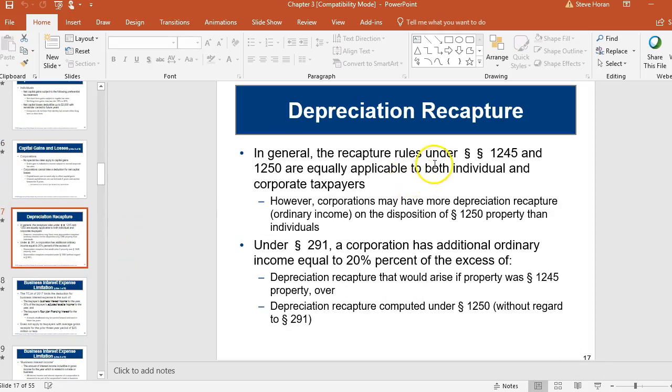So the next topic is depreciation recapture, and they mention that on pages 6 and 7. In general, the rules under sections 1245 and 1250 are equally applicable to both individual and corporate taxpayers. Corporations may have more depreciation recapture on the disposition of 1250 property than individuals. Under section 291, a corporation has additional ordinary income equal to 20% of the excess of the depreciation recapture under 1245 over the section 1250.